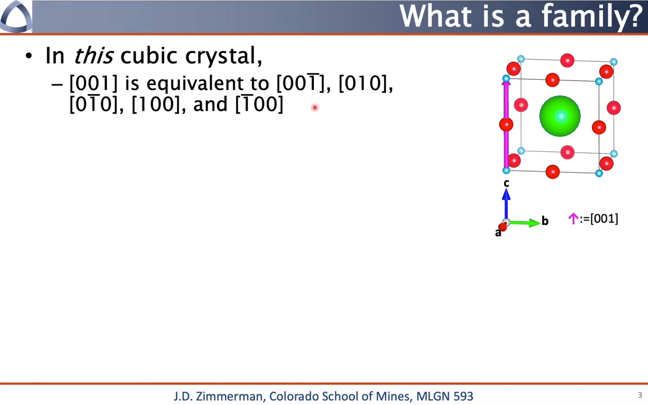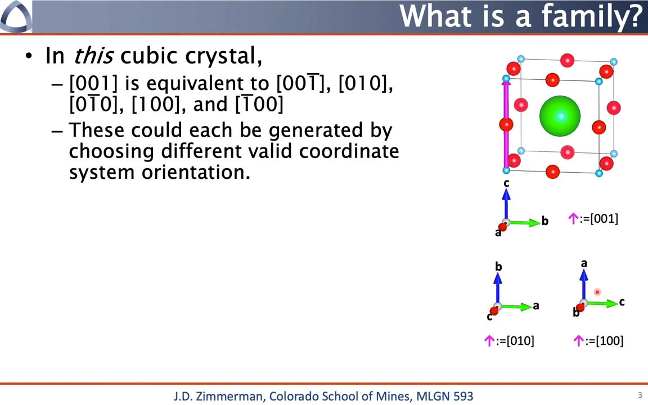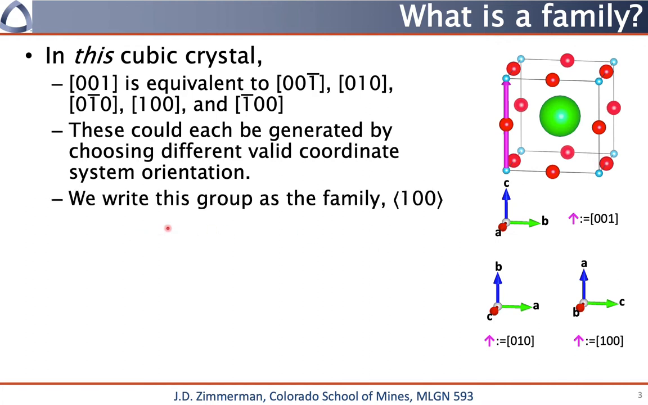These could have been generated by picking different valid coordinate systems. So we could have just oriented the coordinate system with A up, B up, or C up. As well, A, B, or C could have pointed down. So we write this group of possible directions up here as the 100 family of directions.